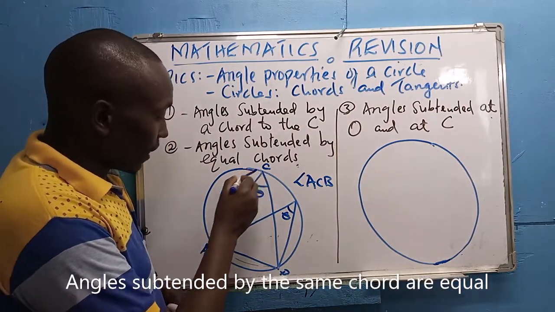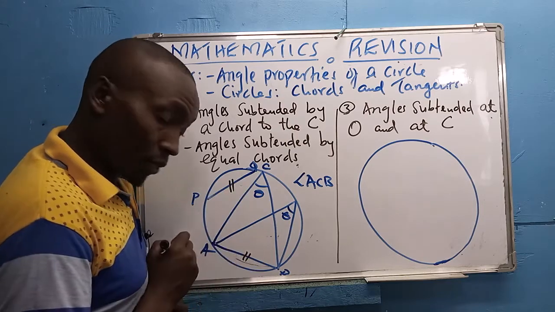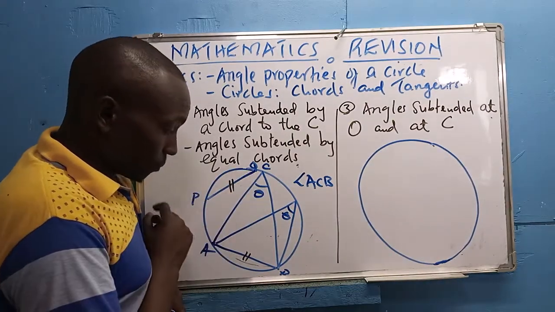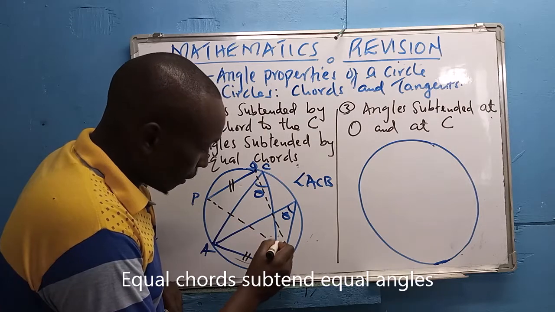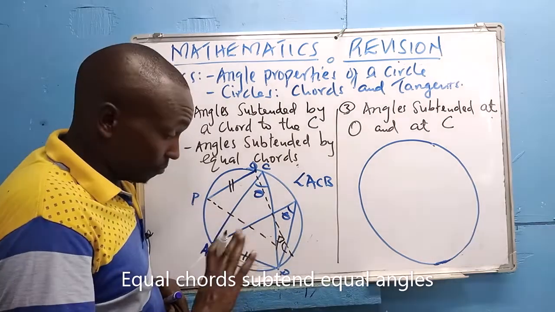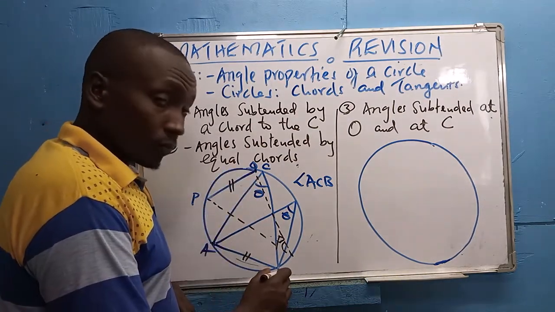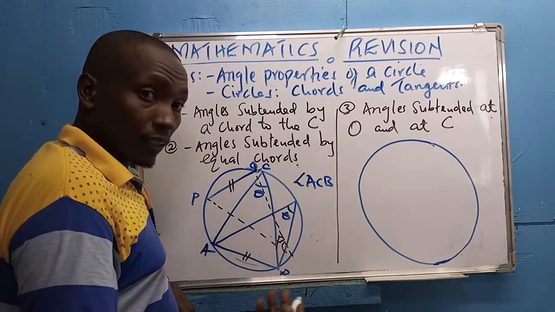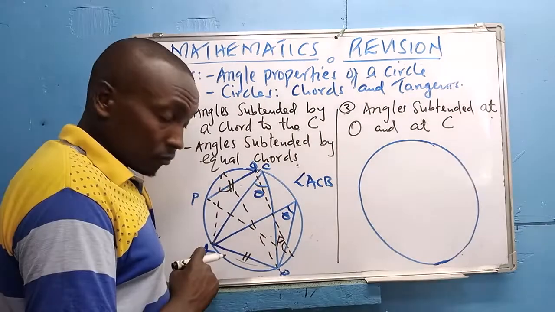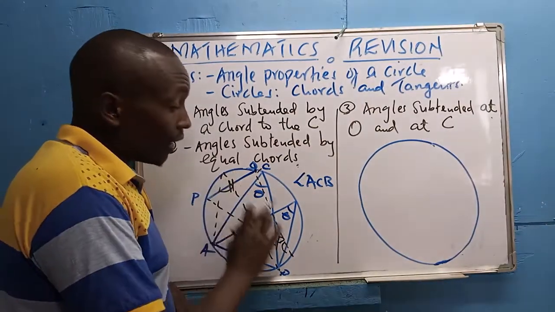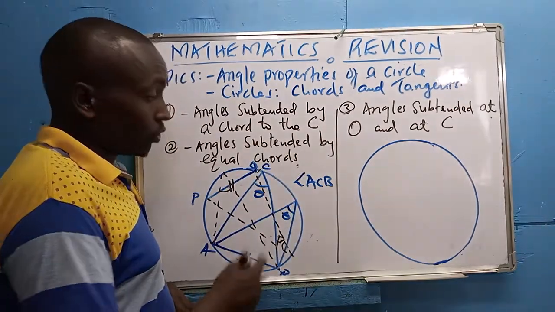Even if I have another chord PQ, and PQ is equal to AB, this chord PQ can subtend an angle beta. The angles beta and theta are the same. What exactly can we say about these properties? If I have a chord, it subtends equal angles on the same segment. That is property number 1. If I have a chord PQ and a chord AB that are equal, the angles they subtend on the major segment will be equal. So those are 2 properties.